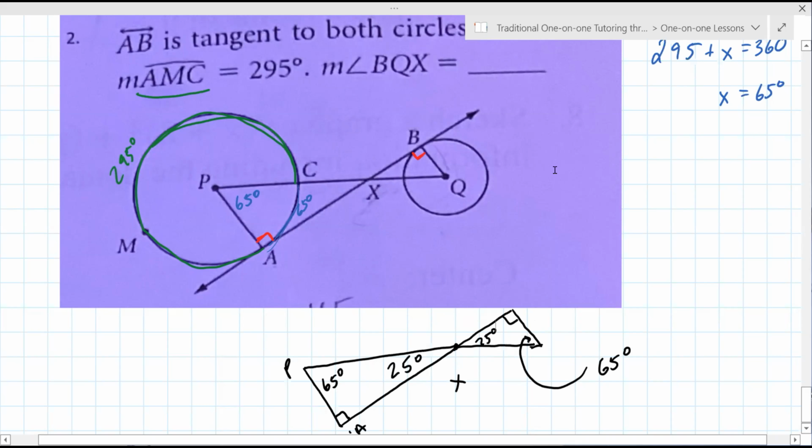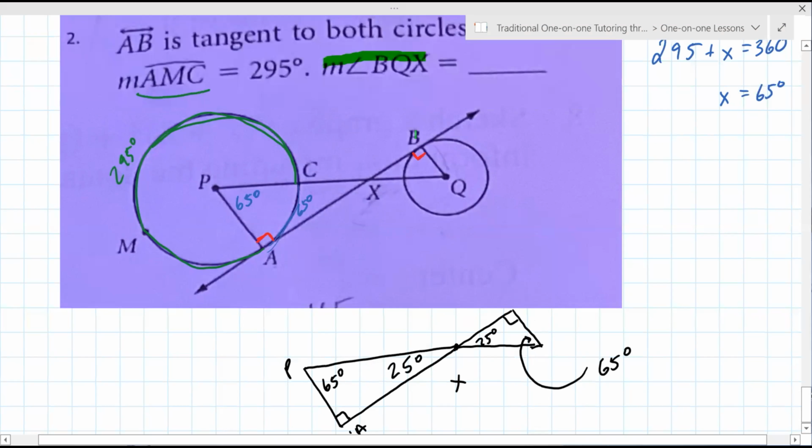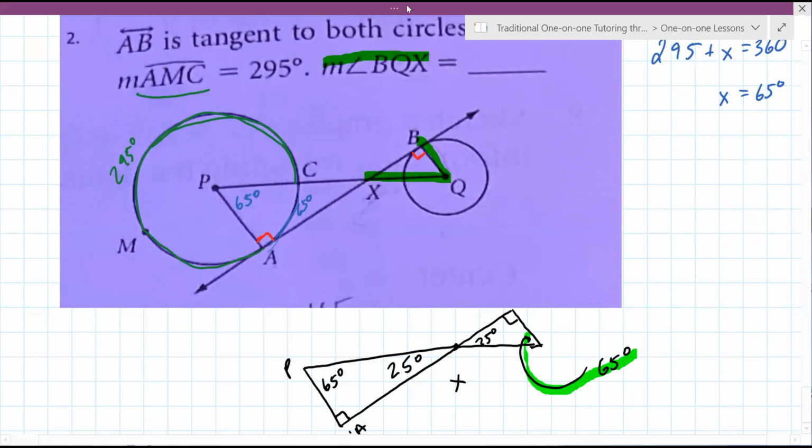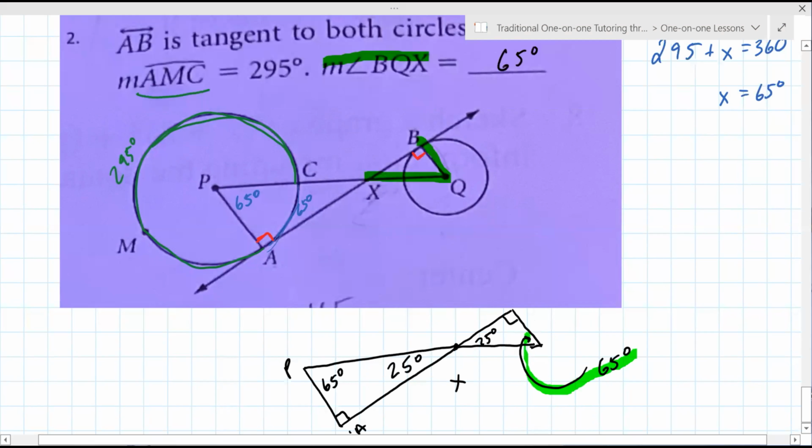So now it asks for the measure of angle BQX, BQX, like that. So we're looking for the one we just found, which is 65 degrees. And then, okay, so is that triangle, I mean, that circle basically just a very small version of the other one with the same amount of... Yes, well, it's a similar triangle.